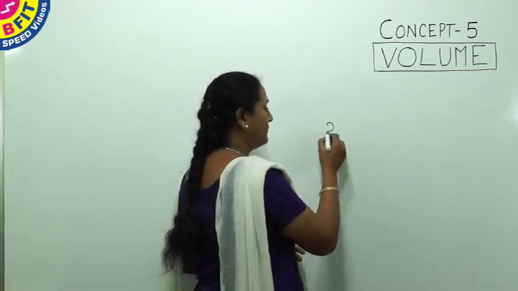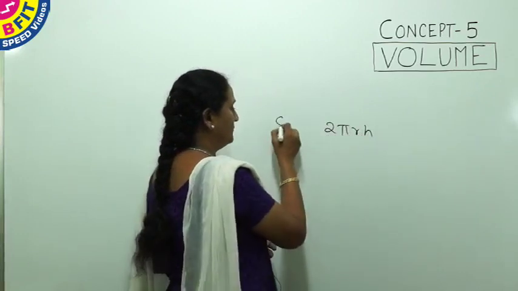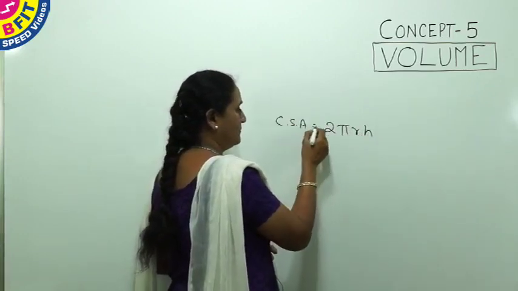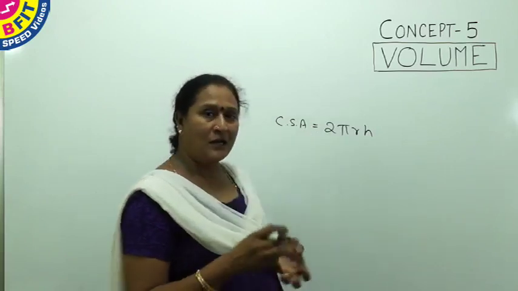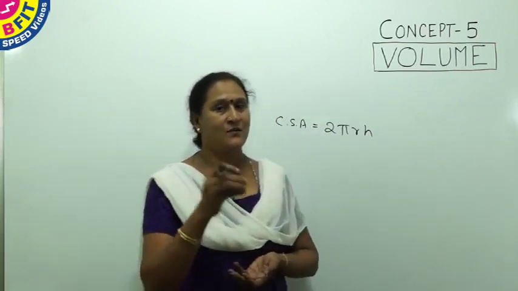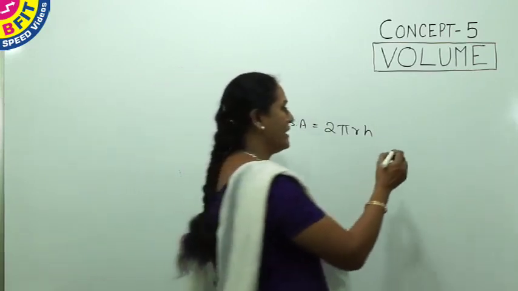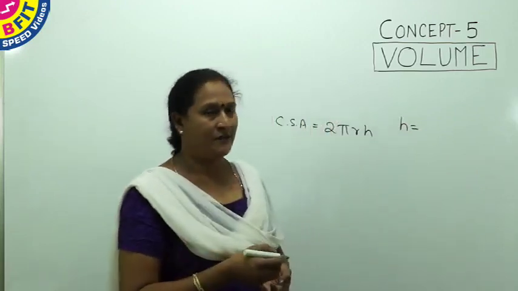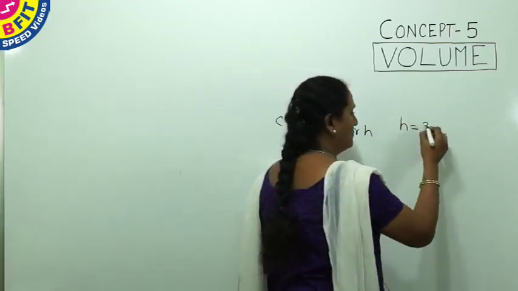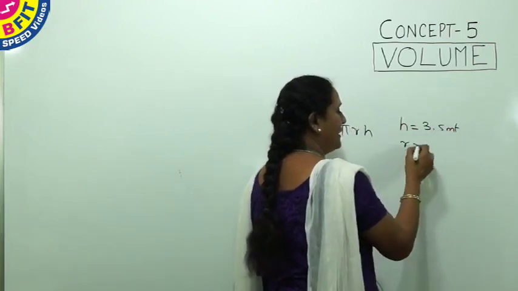It is 2 pi r h. So finding the curved surface area of the cylinder and multiplying with the cost per square meter, we get the total cost. And here what is the height? So height is the depth given, which is equal to 3.5 meters. And what is the radius?